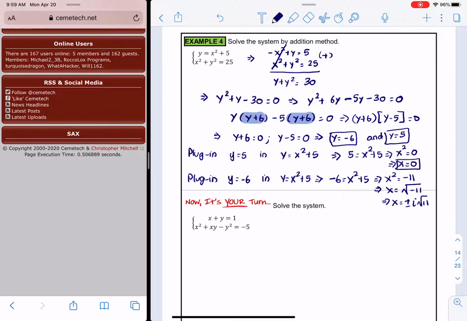So the solutions are x is equal to 0, x is equal to plus or minus i square root of 11, y equals -6, and y equals 5.